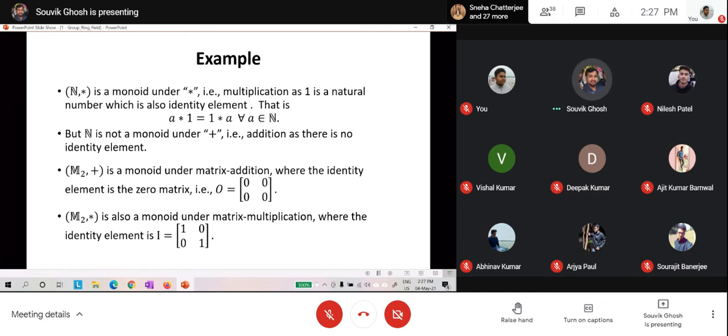Similarly, M2 star, if you consider the usual matrix multiplication, then there is one identity element which is the identity matrix of order 2. If we multiply this matrix with any matrix of M2, you get back the matrix again. So this M2 star is a monoid again.